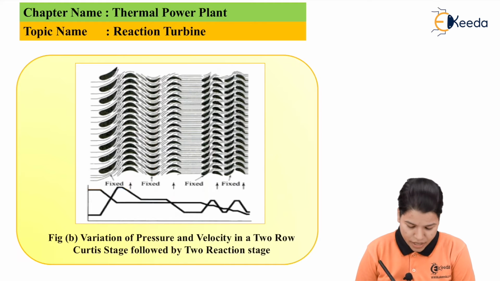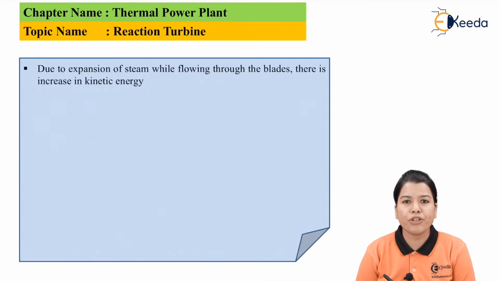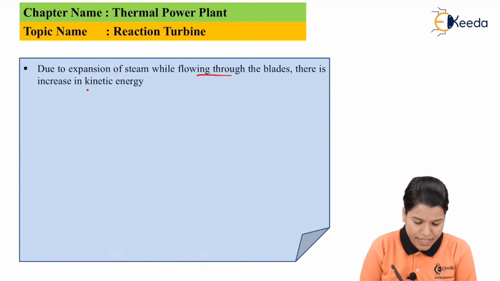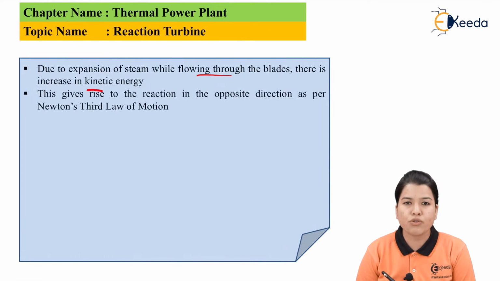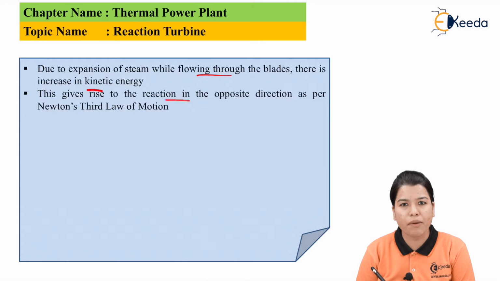Similarly, figure B shows the variation of pressure and velocity in the two-row Curtis stage, which is followed by the two reaction stage. This is for the different stage. Now, due to expansion of the steam while flowing through the various blades, there is an increase in its kinetic energy as well. This increase in the kinetic energy gives rise to a reaction in the opposite direction as per Newton's third law of motion. We know that Newton's third law of motion states that every action has an equal and opposite reaction.